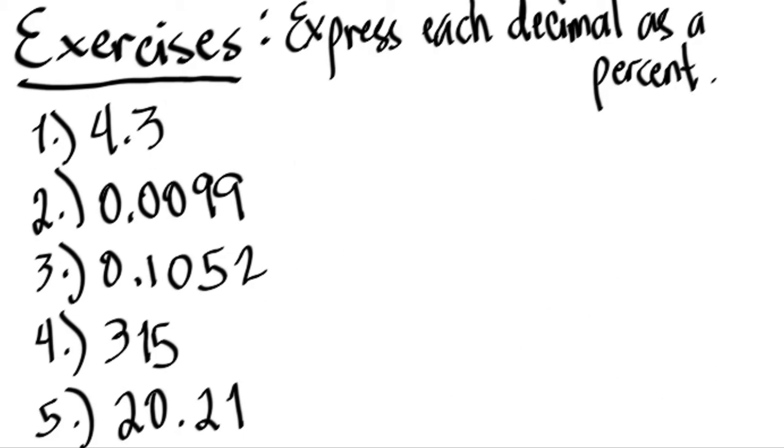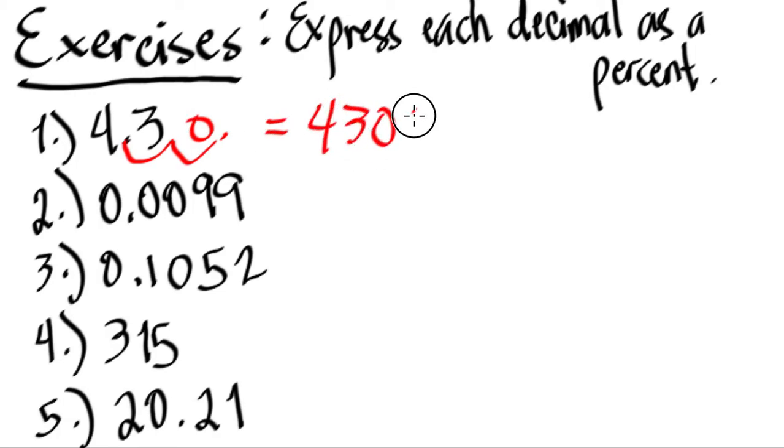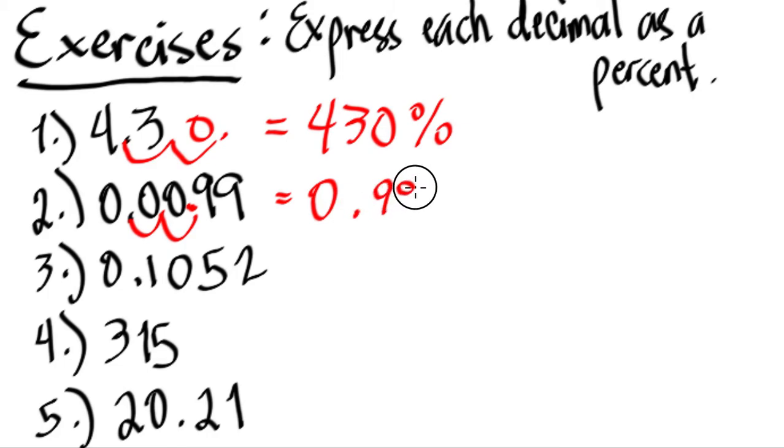4.3, convert this to percent. Move the decimal point twice to the right. So 1, 2. We need a placeholder here, so put a 0. So this is equal to 430%. Okay. 0.0099, move the decimal point twice to the right. So we have 1, 2. So we have here 0.99%.